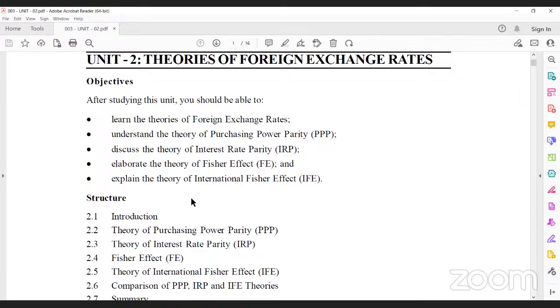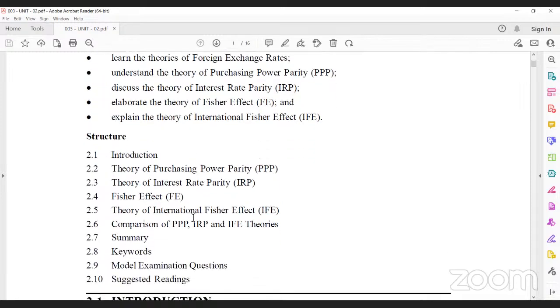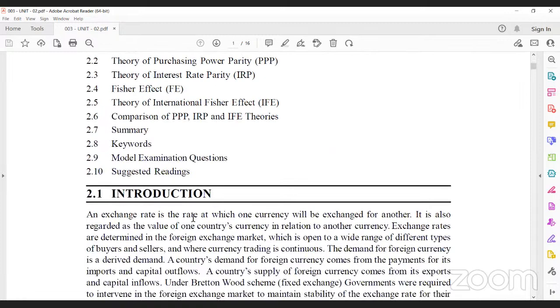This theory also focuses on understanding PPP, that is purchasing power parity. We'll also discuss interest rate parity and the theory of Fisher's effect, along with international Fisher's effect. These two theories also we will be learning in today's session.